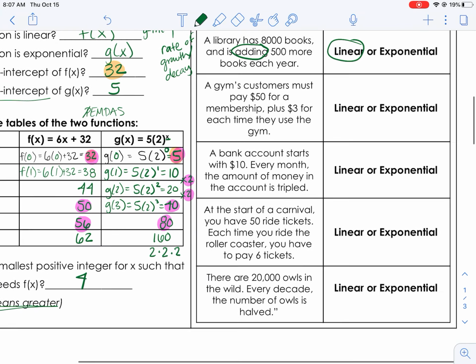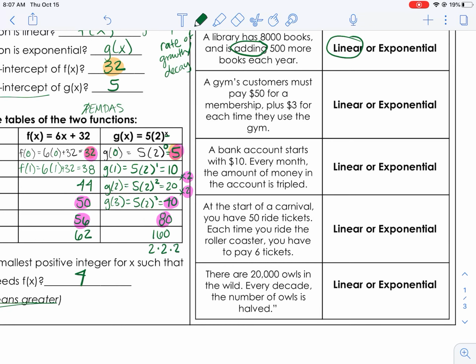The next one says a gym's customers pay $50 for membership plus $3 each time they use the gym. So they're paying the same amount each time. We're increasing by the same amount each time. We're adding $3. So 50 would be our y-intercept, 3 would be our slope. That's also a linear function.